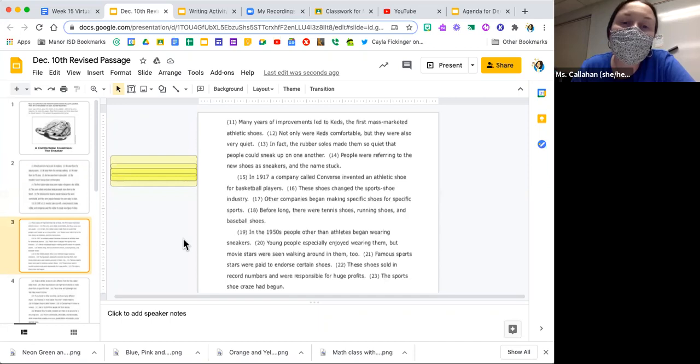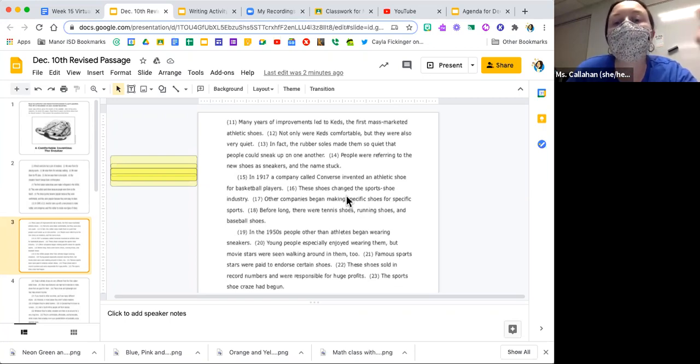In 1917, a company called Converse invented an athletic shoe for basketball players. These shoes changed the sports shoe industry. Other companies began making specific shoes for specific sports. Before long, there were tennis shoes, running shoes, and baseball shoes.